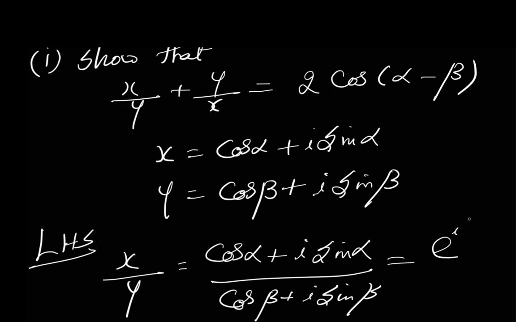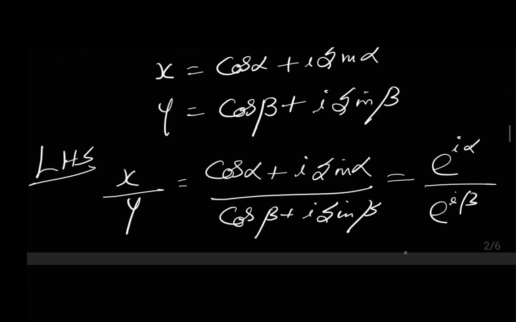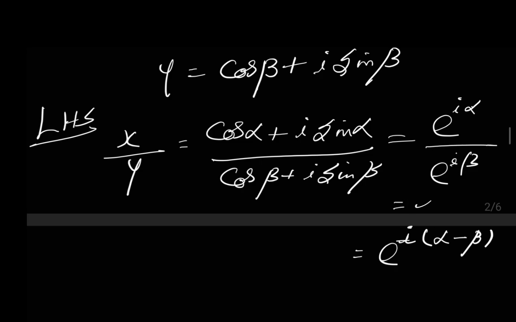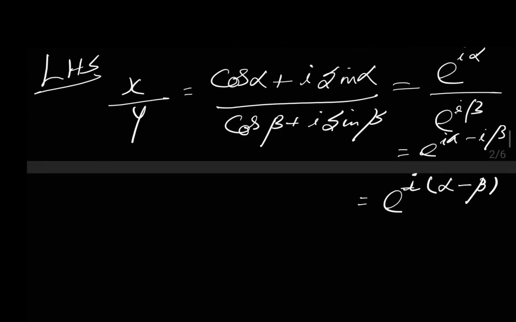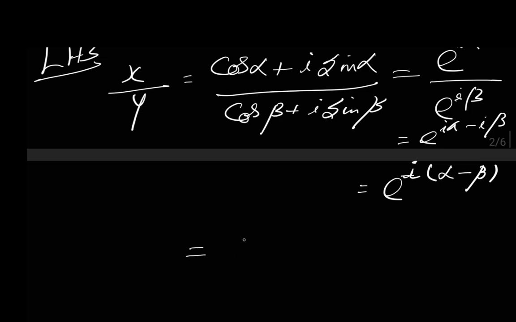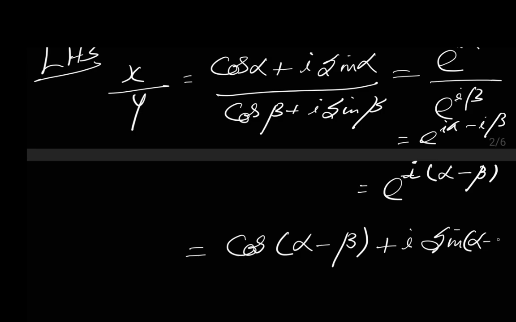This I can write in the exponential form: e power i alpha divided by e power i beta. So exponential one divided by the other, you will get e power, taking i common, alpha, and the denominator term becomes minus. So e power i alpha minus i beta. So take i as common: e power i(alpha minus beta). Therefore this is equal to cos of (alpha minus beta) plus i sin(alpha minus beta). This is your x by y.